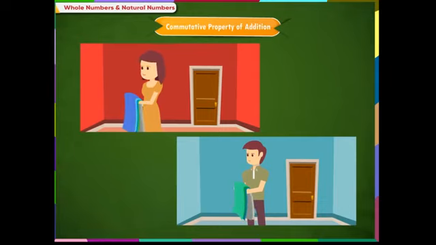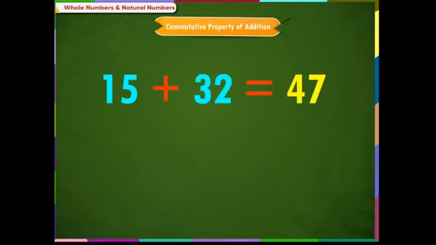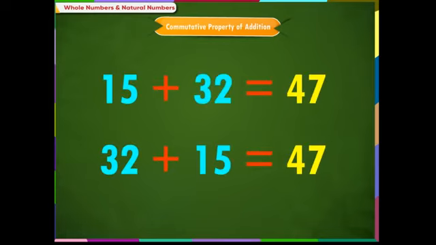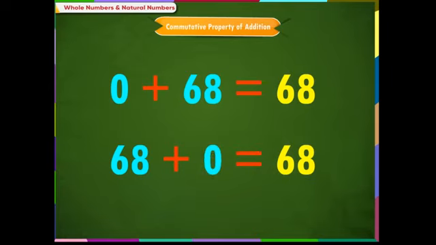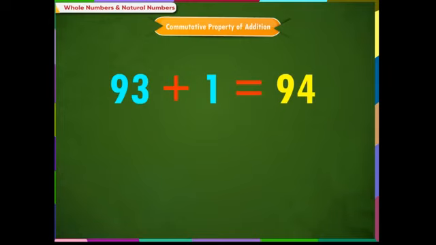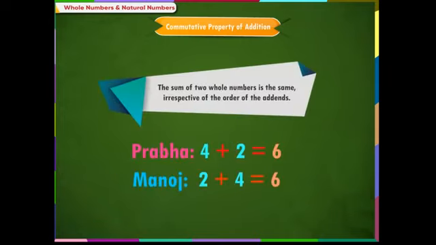Let us look at some examples of addition. Observe that the sum of two whole numbers is the same irrespective of the order of the addends. This property is called commutative property of addition. Thus, Prabha and Manoj both have put the same number of wallpaper pieces.